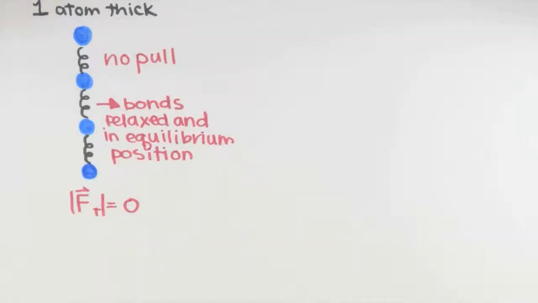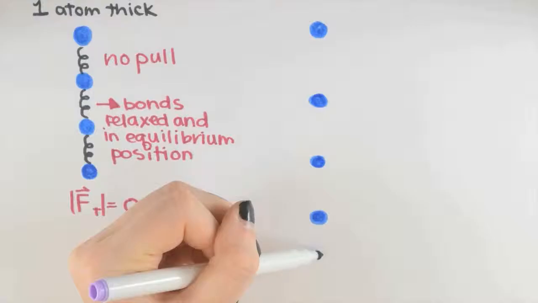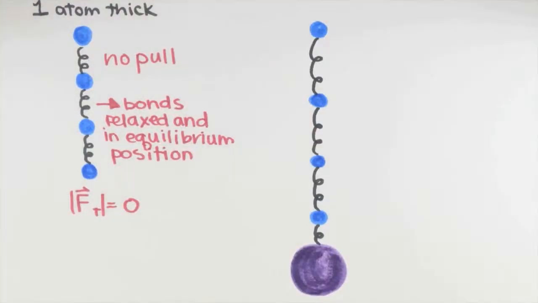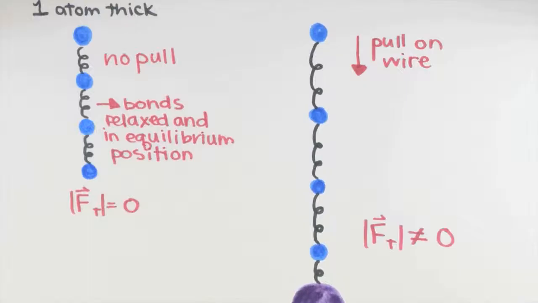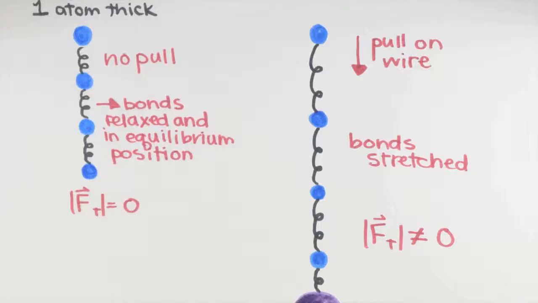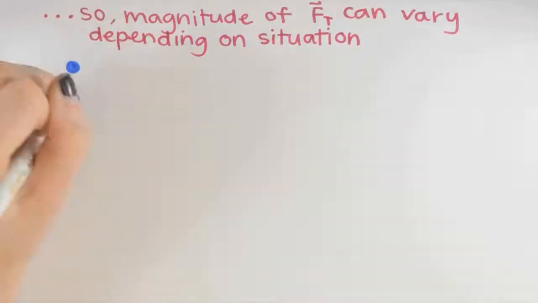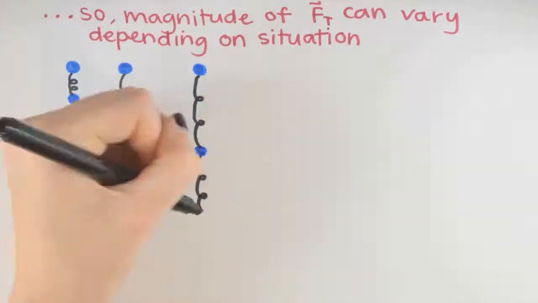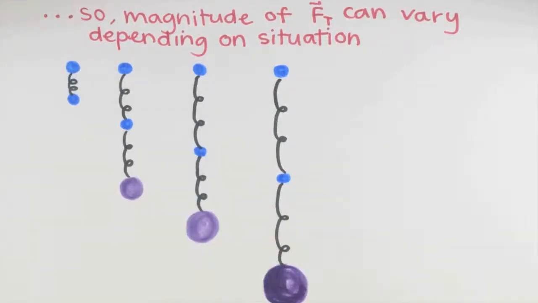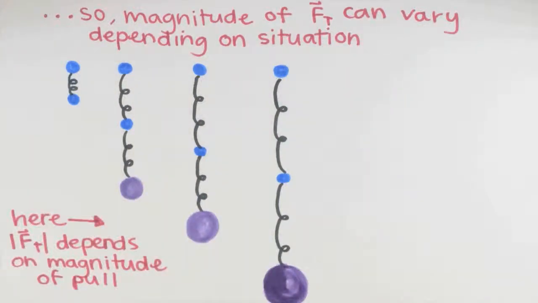When the wire is not attached to anything, the atoms in the wire are in their equilibrium positions. The bonds behave just like relaxed springs. However, if we tie the wire to some object, like this big ball shown here, and we pull on the wire, then there's a tension in the wire that we can think about as arising from the stretched bonds behaving like springs. We can now see how the magnitude of the tension force can vary depending upon the particular situation we're studying. Here, for this example, where we are pulling on the wire, then the tension force magnitude will depend upon the magnitude of our pull.